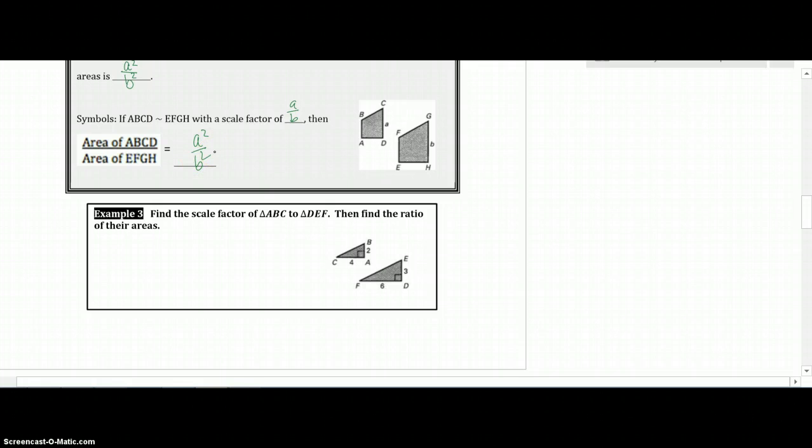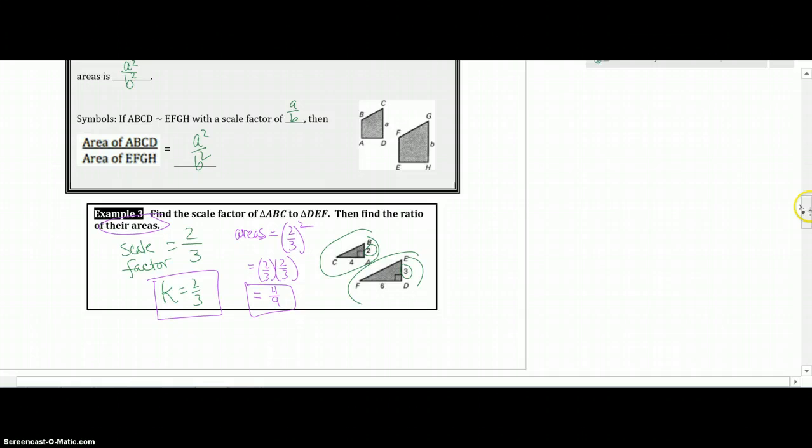Perfect. All right. Example number 3, find the scale factor of triangle ABC to DEF. Notice they're giving you a certain order, so we are going to use this triangle first, then this triangle. We want corresponding sides, so I'm going to say 2 corresponds with 3. That's the ratio of the sides. We call that the scale factor. Or you have also called that K, either way.